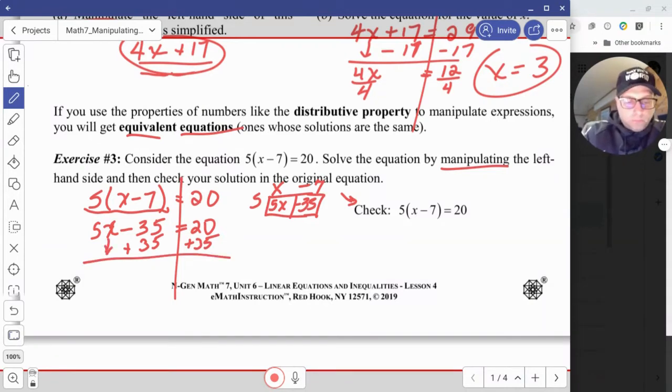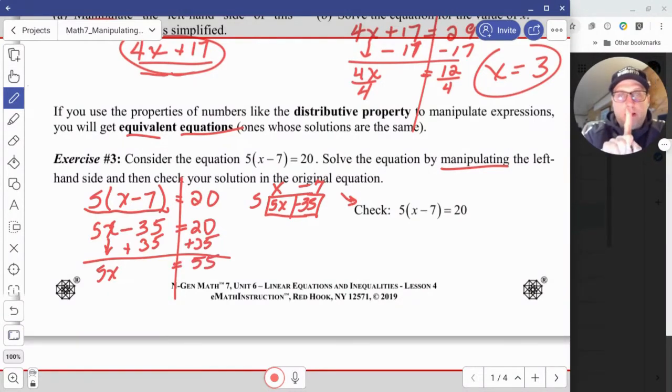Okay, so 5x falls through. The 35s basically neutralize each other. They go to 0. Don't have to write them. The right side is now 55.